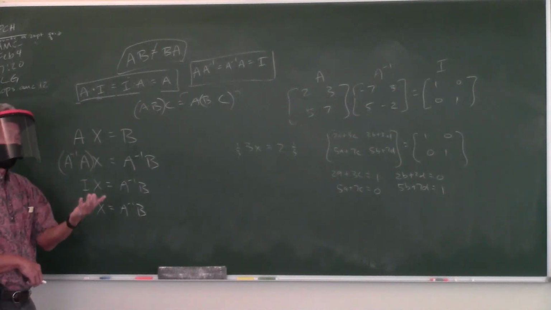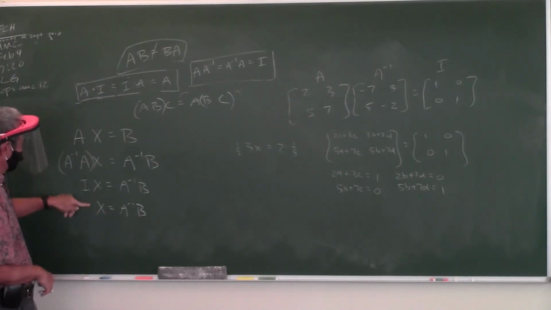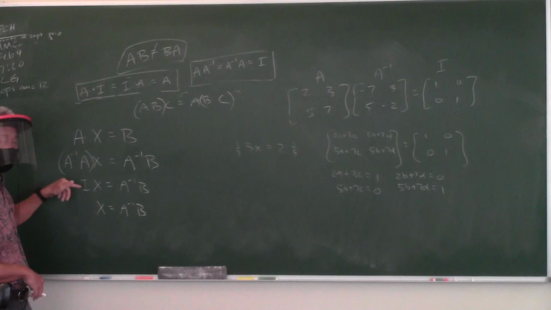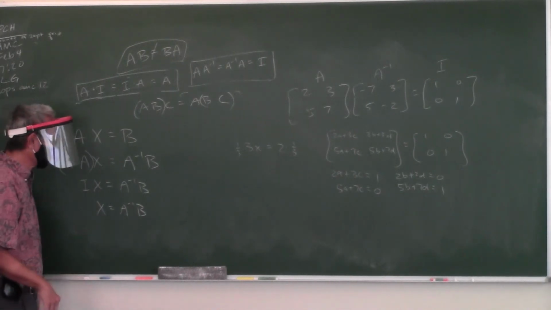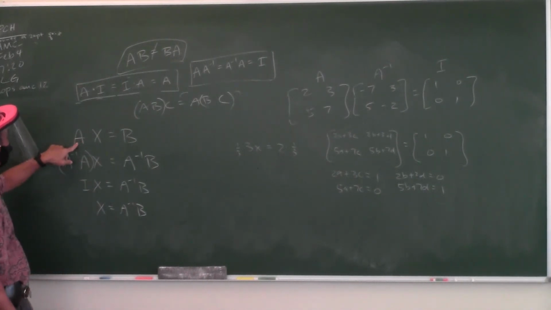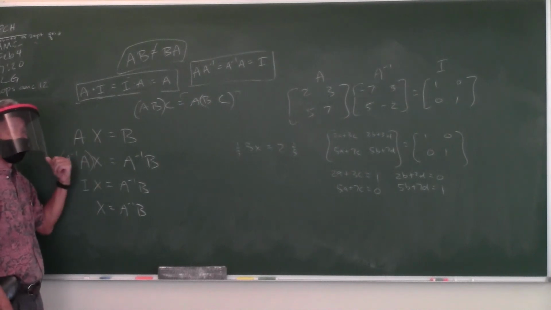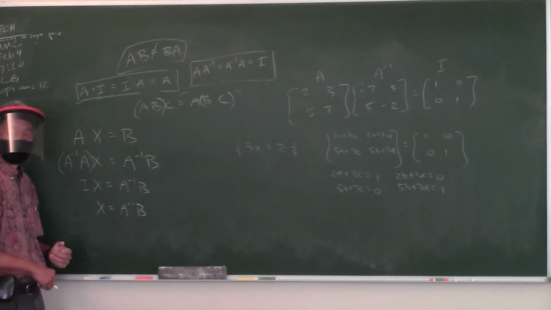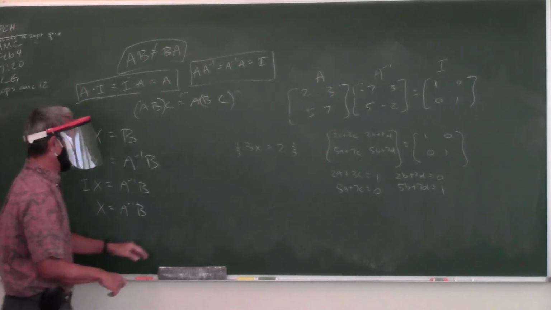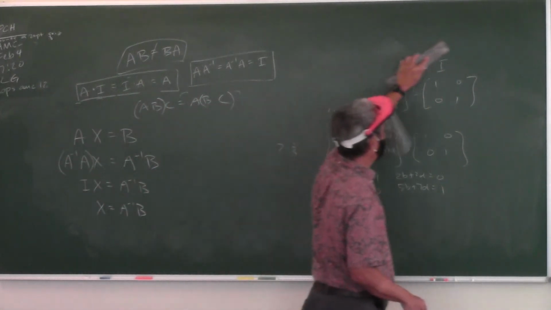Now, after you get good at this, you can just go from here to here. You don't even have to show this. I'm just showing this to you so that you understand what's happening. So you can see here, if I want to get rid of this A, I multiply by A inverse on the left. Boom! Okay, so let's do more complicated problems.